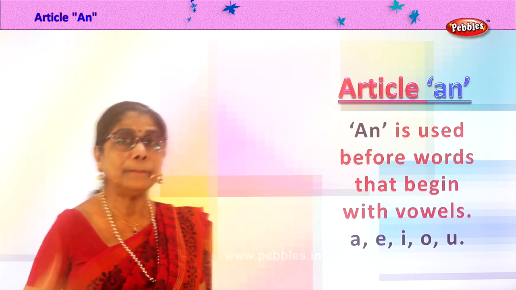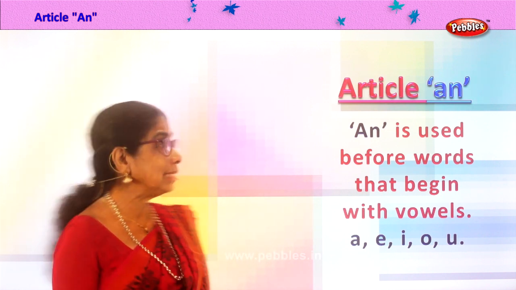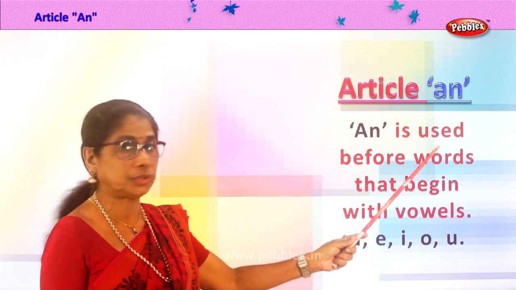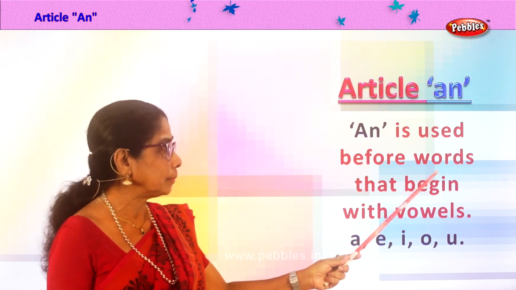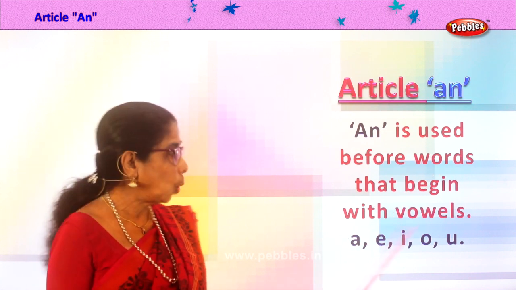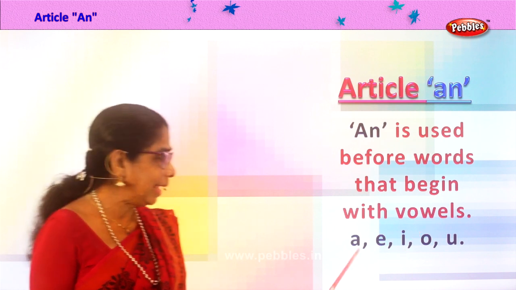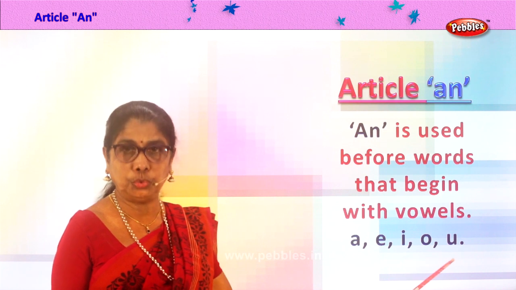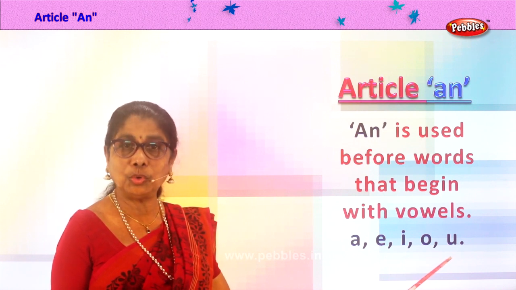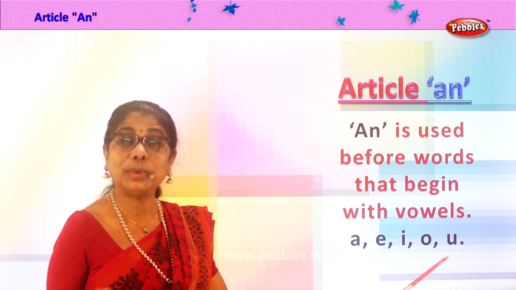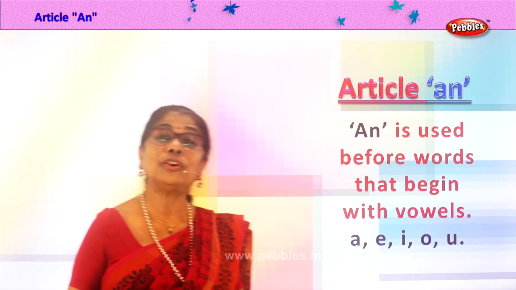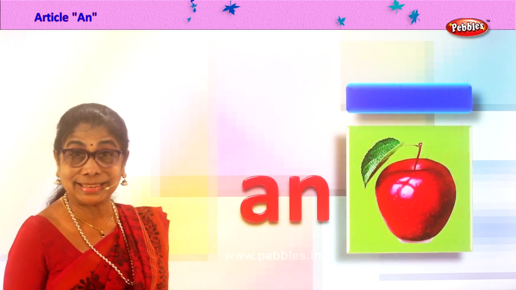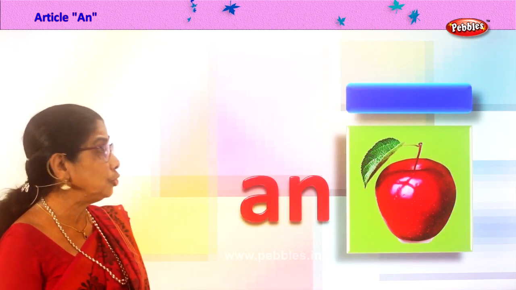You know already, but just a practice, look and say aloud. Article "an" is used before words that begin with vowels A, E, I, O, U. Okay, so we're going to look at words. Look at the pictures. Look at the words. Learn. Okay, use of article "an". Good. Let's go on to the exercise, and I want you to enjoy it.